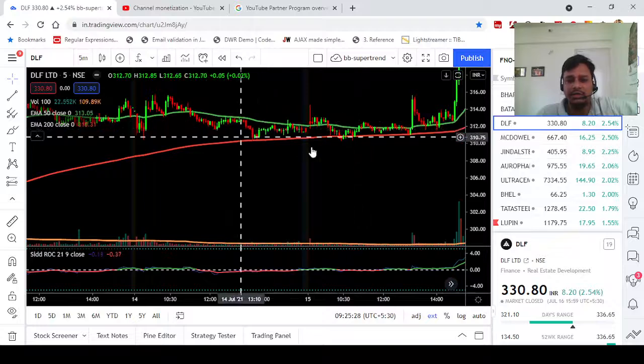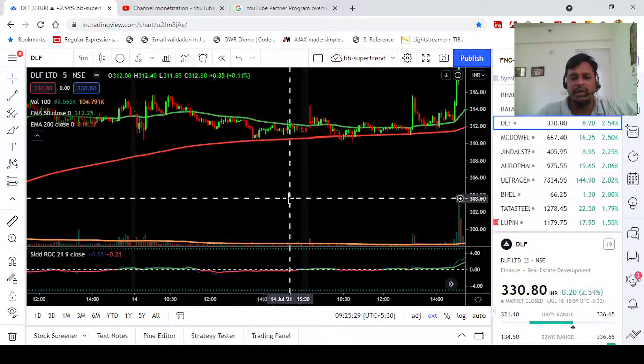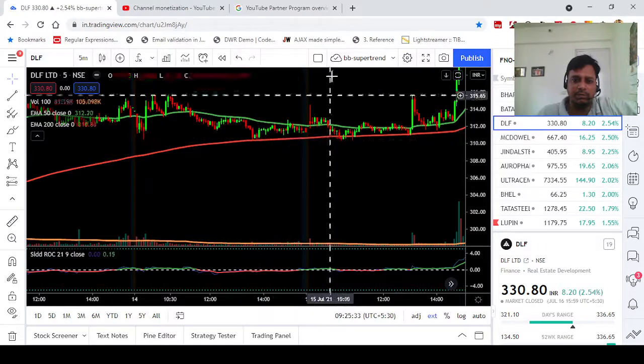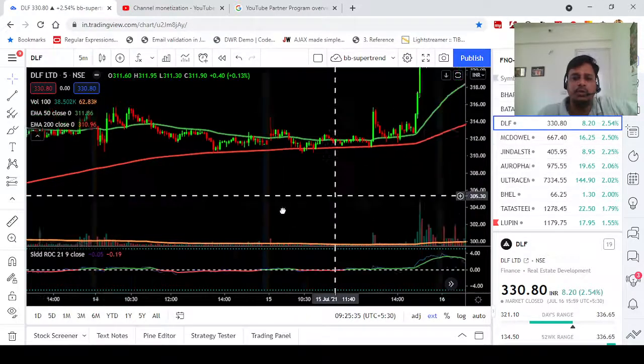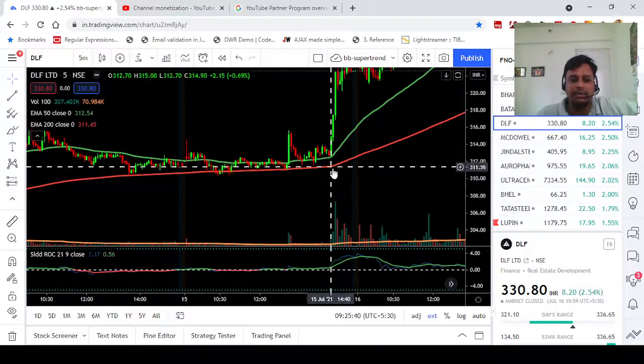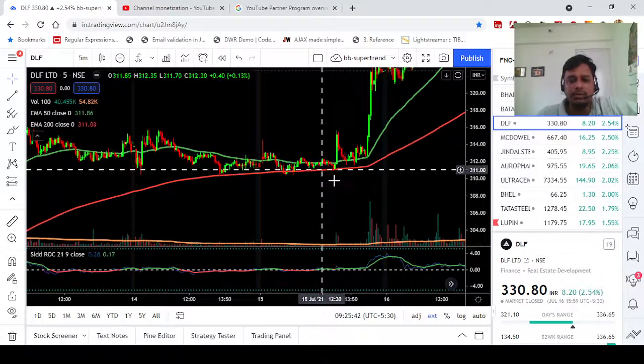Now you see that this is a full sideways movement. Again the stocks are coming near the 200 moving average, pullbacks are happening near 200. Okay, so in this area you should not trade.